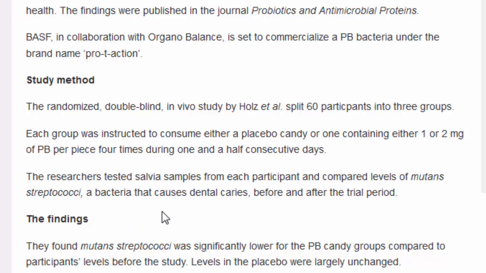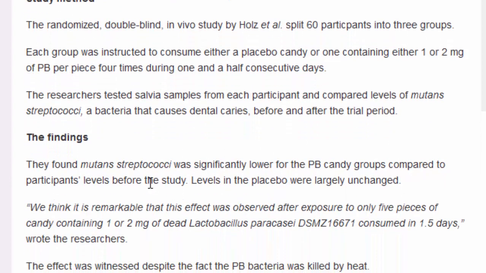And they tested saliva samples from each participant and compared levels of the streptococci. Remember, the one that caused cavities before and after the trial period. What did they find? That these streptococci were significantly lower in the PB candy groups compared to the participants' level before the study. And the placebo stayed the same. All right, that's what we really want to see, that it's the same.